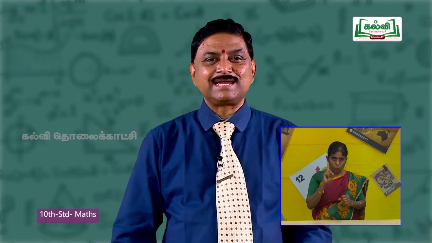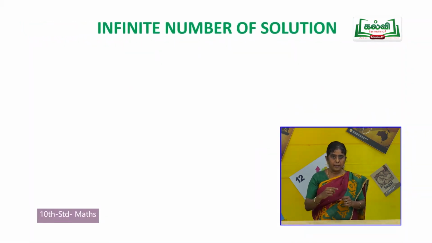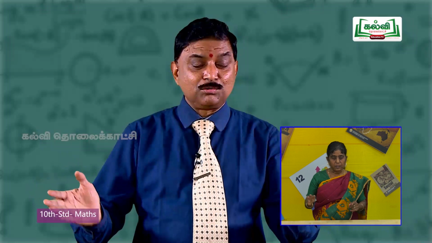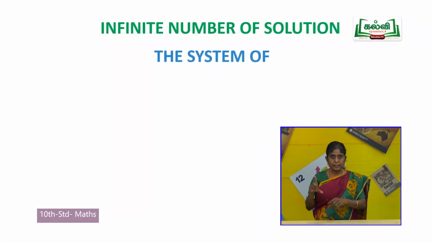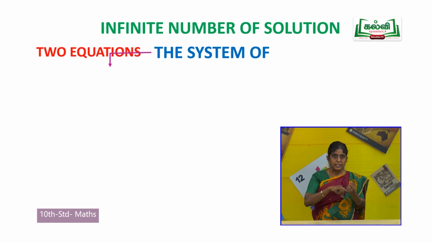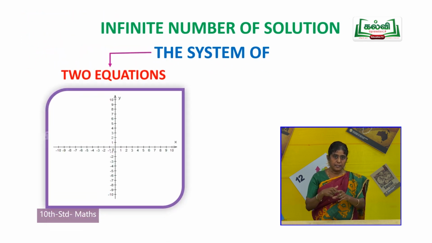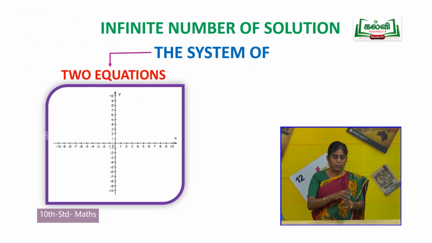Let's see now the second case, infinite number of solutions, for both two linear equations and three linear equations. In a system of two linear equations, infinite number of solutions means one straight line has infinitely many points of contact with another straight line. Look at the diagram.